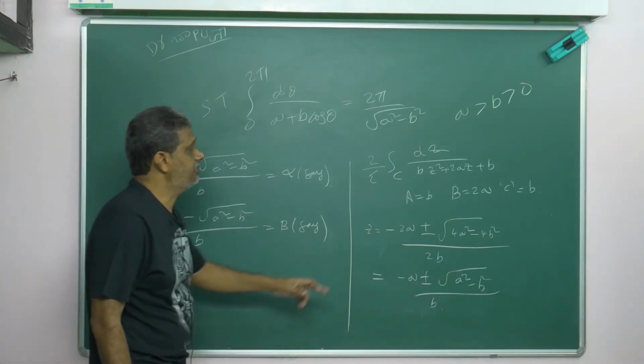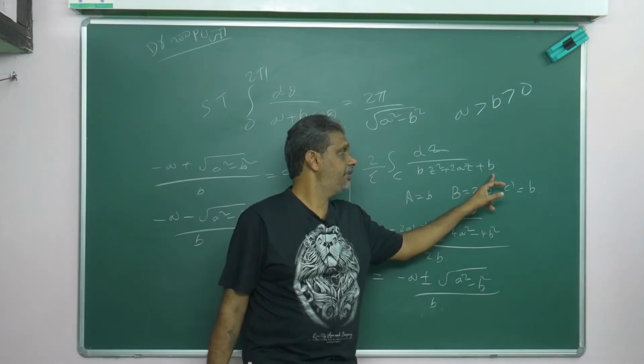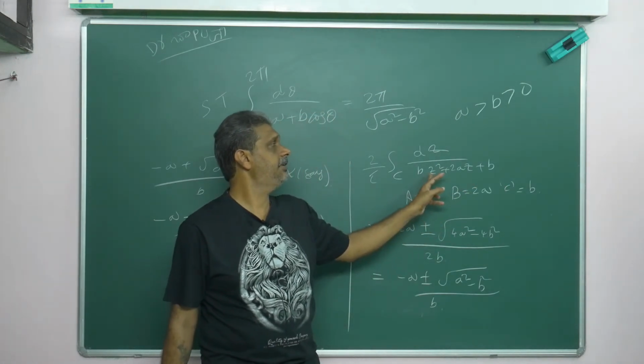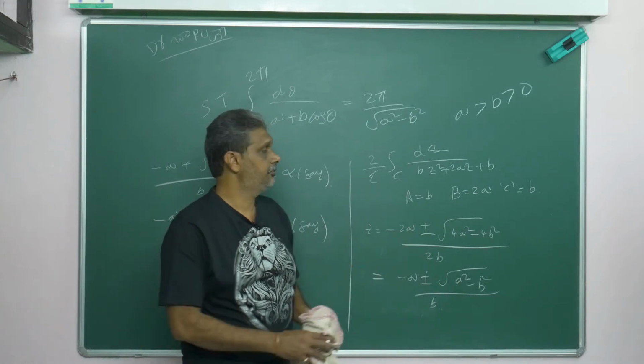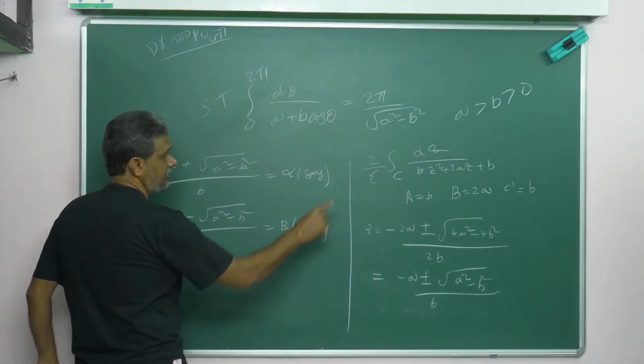See, this quadratic equation means bz square plus 2az plus b. The product of the roots, what do you know? c by a. c by a is what? b by b, which is 1. So suppose alpha beta is equal to 1, that is b by b.